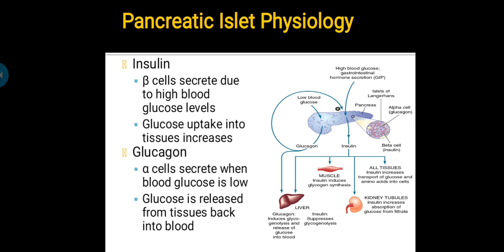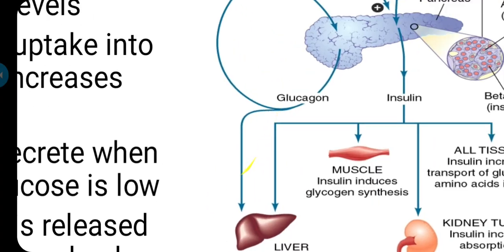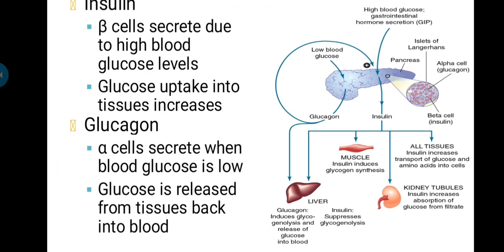Insulin helps in more uptake of the glucose into the tissue, whereas glucagon helps in more production of the glucose in the liver, and glucose is released from the tissues back into the blood. So insulin causes shift of the glucose from blood to the tissue. Glucagon causes shift of the glucose from tissue to the blood. So insulin and glucagon are physiological antagonists, you know that. So this is the picture of fasting state, and this is the high blood glucose.